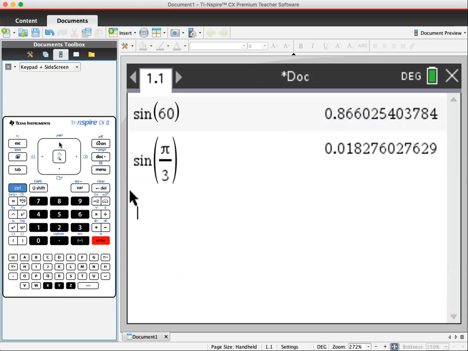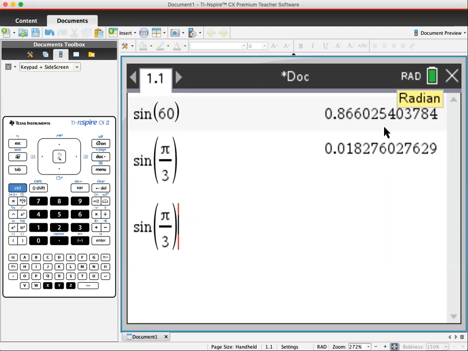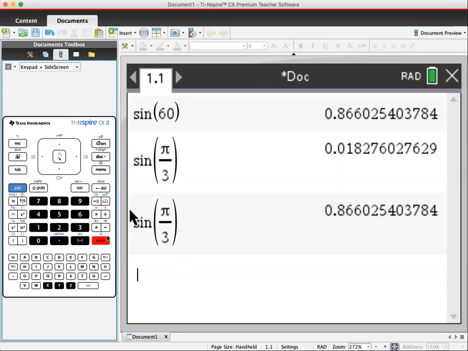So in order to remedy that situation, I can copy sine pi over 3 again, and instead I'll put my calculator in radian mode. To do that, you can use the trackpad here, and then scroll over to where it says degree, put the pointer there, and then hit enter, and the calculator will toggle to radian mode. So now your calculator will think that pi over 3 is indeed in radians, and if you hit enter, you'll get the right value. Sine of 60 is the same as sine of pi over 3, which is 0.866.